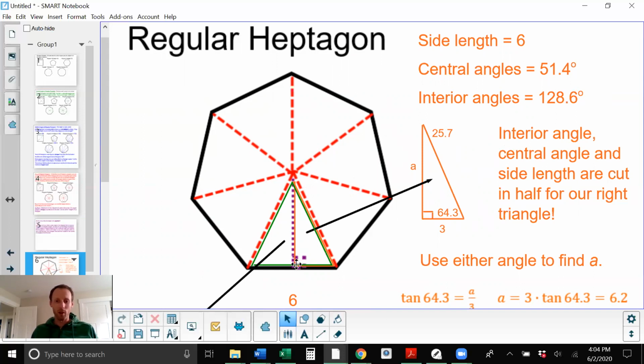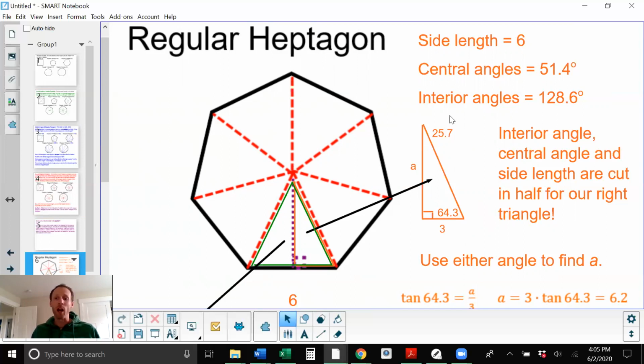Now, the right triangle I'm going to work with is right here in orange. Okay, I pulled out a little sketch of it. And if the side length of the heptagon is 6, that means that this base right here of the right triangle is half of that. It's 3. Okay, this interior angle right here is the 128.6. For the right triangle, I cut that in half, 64.3. And my central angle, formed by the 2 dotted red sides, that's the 51.4, cut in half, and I get the 25.7 up at the top.